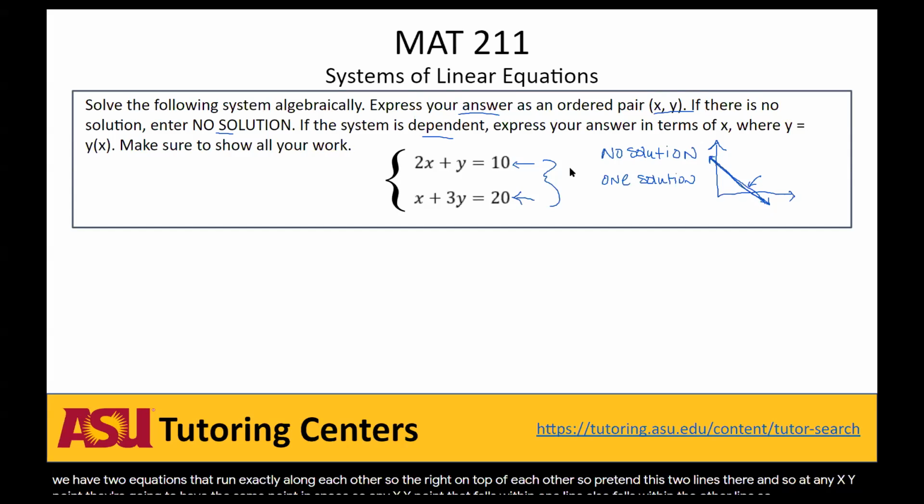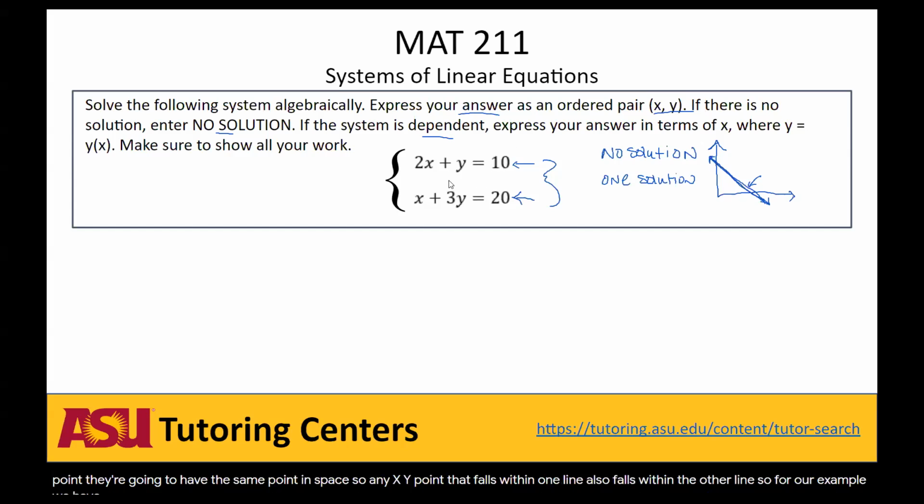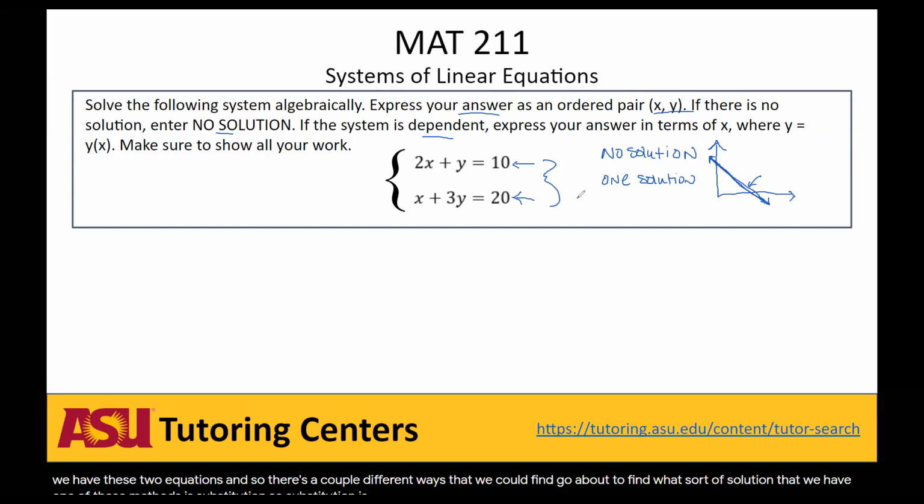So for our example, we have these two equations. And there's a couple different ways that we could go about finding what sort of solution we have. One of these methods is substitution. Substitution is done by solving for one of the variables in one of the equations and then substituting this solution in the other equation. So let's see how this works.